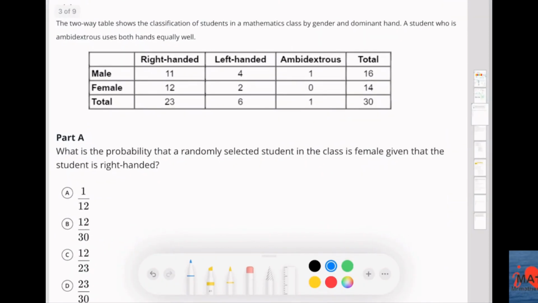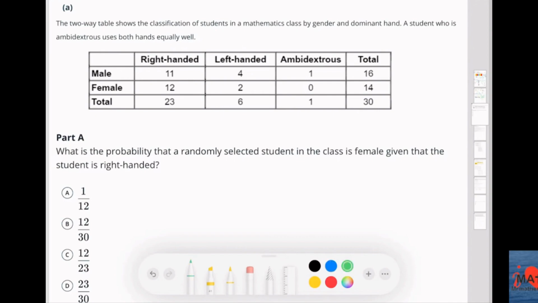A two-way table shows the classification of students in a mathematics class by gender and dominant hand. A student who is ambidextrous uses both hands equally well, which means you can use both left and right. Actually, I think my layups for basketball are better in my left hand, and I shoot better with my right hand from far. Part A, what is the probability that a randomly selected student in the class is female?